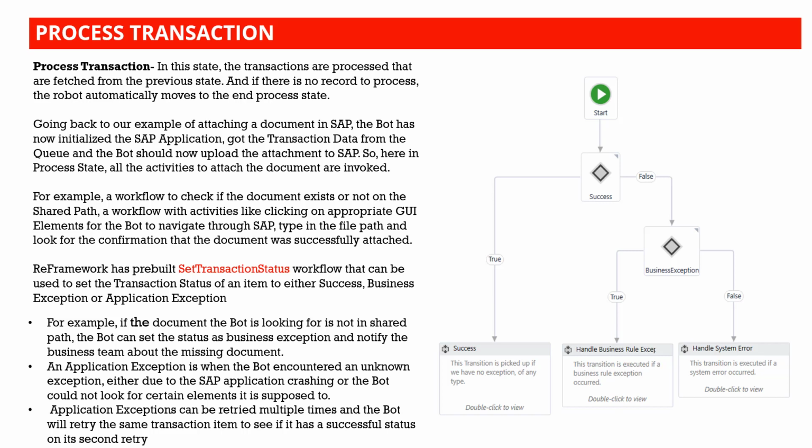For example, let's take the SAP example that I'm showing you, where you need to upload a document. When the bot has encountered an unknown exception, either due to the SAP application crashing or the bot not being able to look at the certain application it's supposed to, in those scenarios it will be an application error. An application error could be retried, because it can retry to look for that particular element and retry the same transaction item to see if it is successful in a second retry.